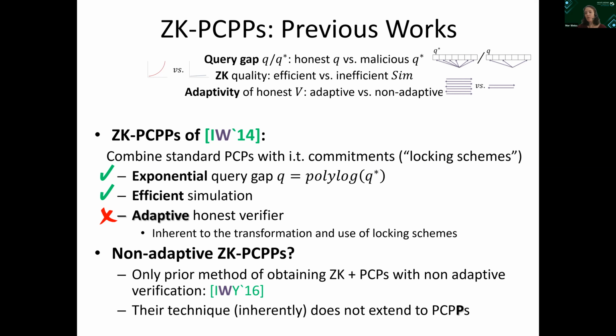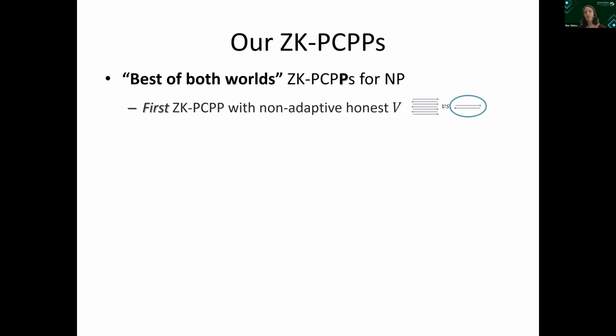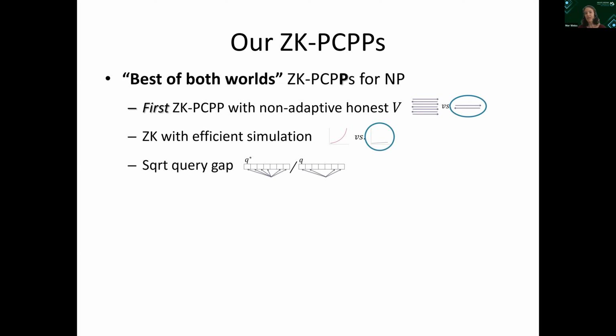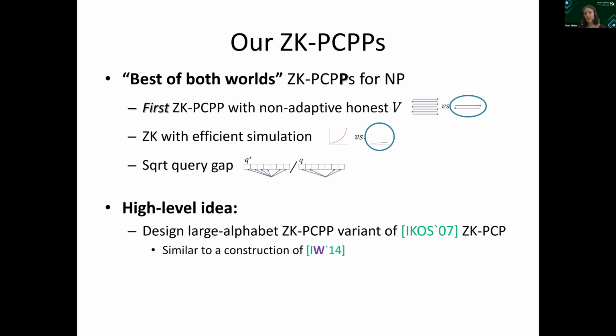So before our work, we didn't know how to get zero-knowledge PCPPs with a non-adaptive honest verifier. And what we do is we show the first zero-knowledge PCPPs with a non-adaptive honest verifier, and we get the best of both worlds because we also have efficient zero-knowledge simulation, and the same query gap as in our zero-knowledge PCPs, meaning square root. The high-level idea of the construction is to first construct a zero-knowledge PCPP variant of the ITC 7 zero-knowledge PCP, and then extend our alphabet reduction to PCPs of proximity.